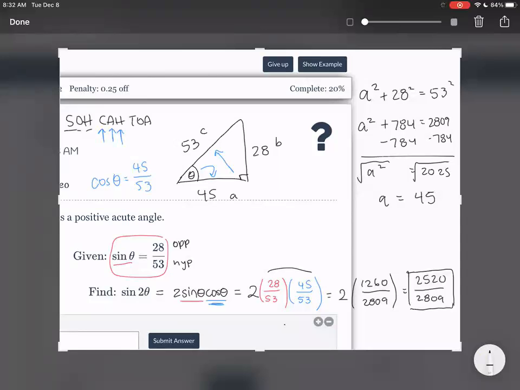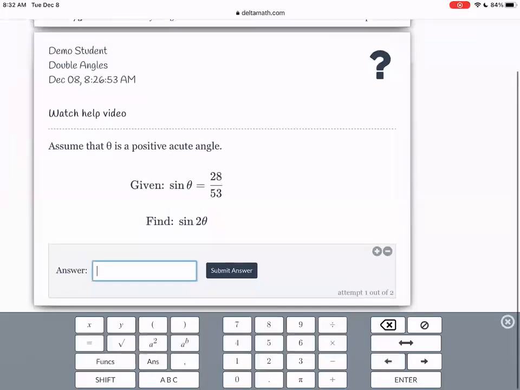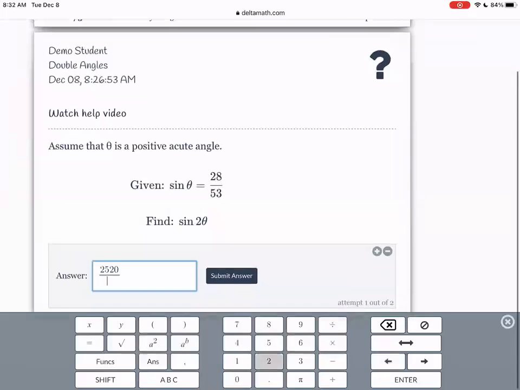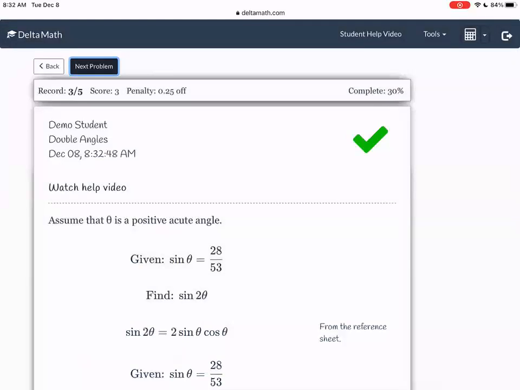Are there any questions? I'll give you guys 10 seconds. Okay, so let's go submit this. 2,520 over 2,809. I think I said that right. Okay, yes. So we did 2 examples of cosine. We did an example of sine. I think we're good for now for this one. So let's do the next section.